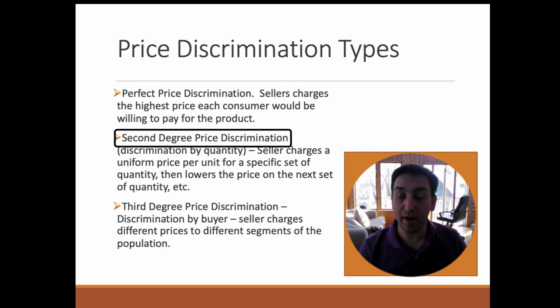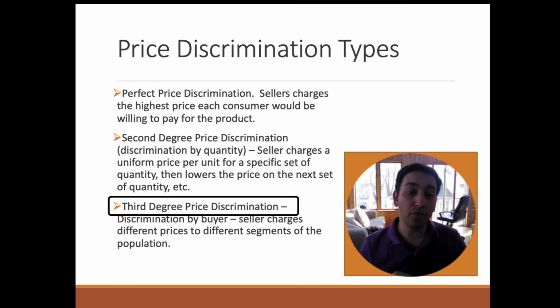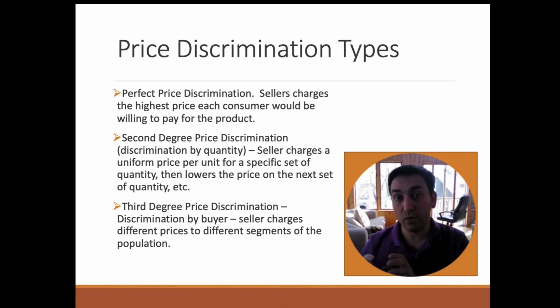Second degree price discrimination is where you discriminate by quantity. And third degree is where you discriminate by segment. So let's go through these one at a time.